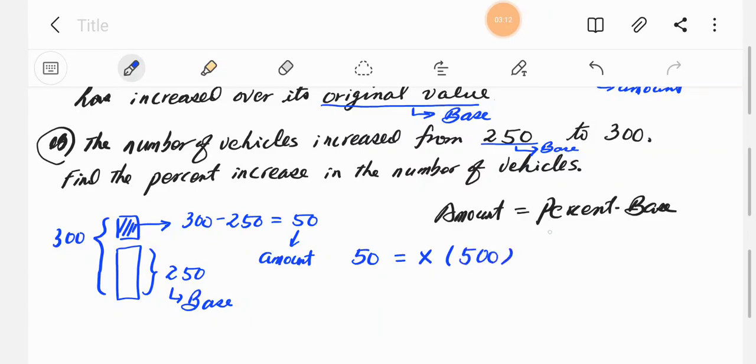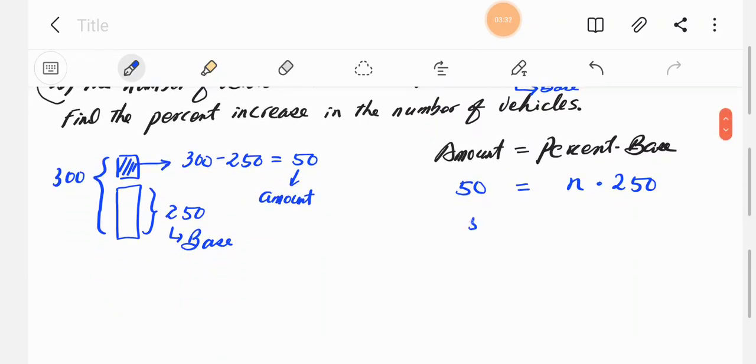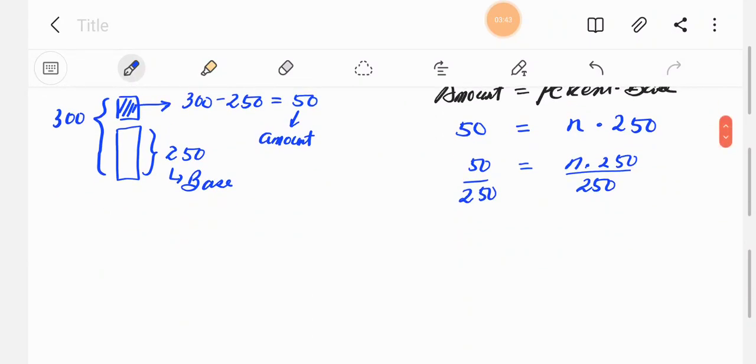So let's find X. So X is the percent, right? Okay, let me write it just below this equation. It's easier. So amount is 50, and the percent is, we don't know. So N is what we are looking for, and the base is 250. So from here, you can divide each side of the equation by 250. All right, then this is equal to 1/5. So N equals 1/5. So 1/5 is equal to what? 0.25, isn't it? 0.25.